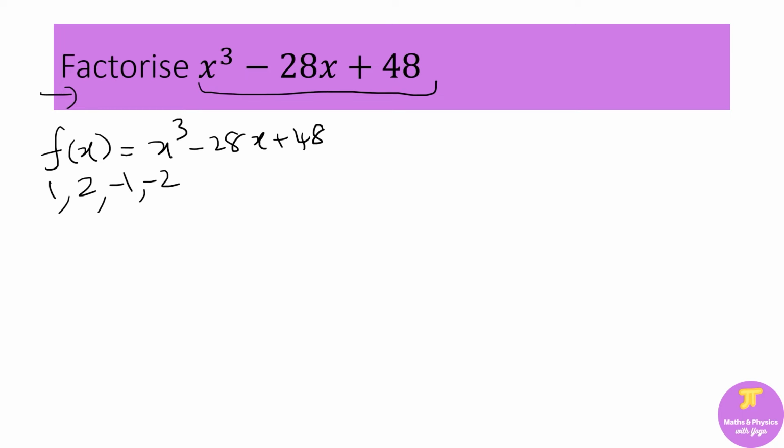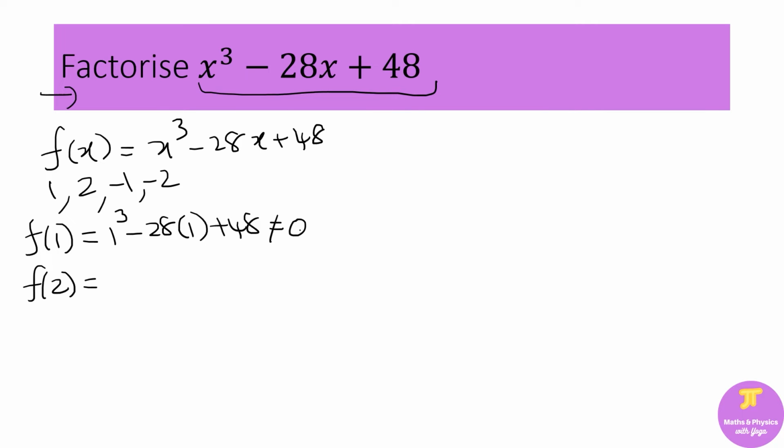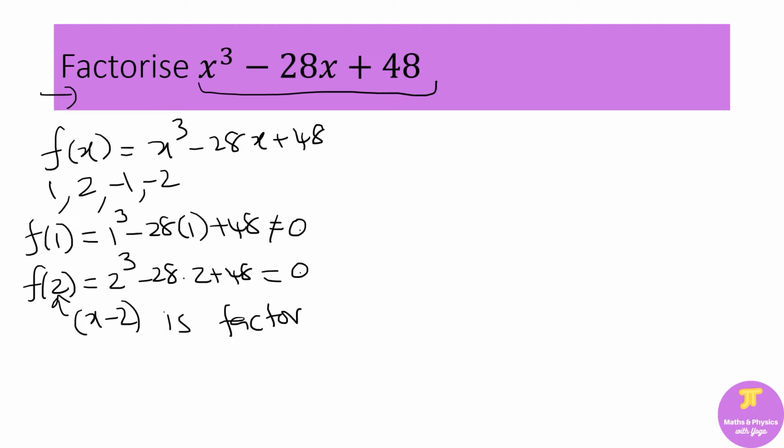So what is f(1)? f(1) is 1 cubed minus 28 times 1 plus 48, and this is not 0. So what about f(2)? If we substitute, f(2) is 2 cubed minus 28 times 2 plus 48, and this is equal to 0. So 2 is a root, therefore x minus 2 is a factor. So this is what we learned in the factor theorem, right? If f(2) gives you 0, then x minus 2 is a factor.